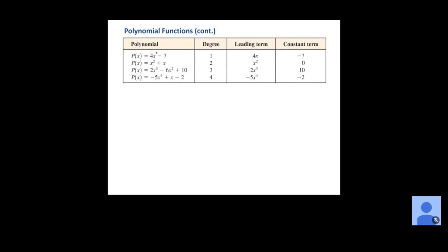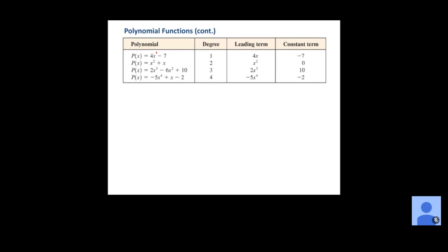And the next polynomial here, we've got x squared plus x. The degree, we look at the highest exponent on your variable. That's a 2. Therefore, the degree is 2 here. Leading term then is x squared. Constant term in this case, because there is no constant, right? All of our terms have variables. We would say that our constant term is 0 because we could just put a plus 0 there at the end.